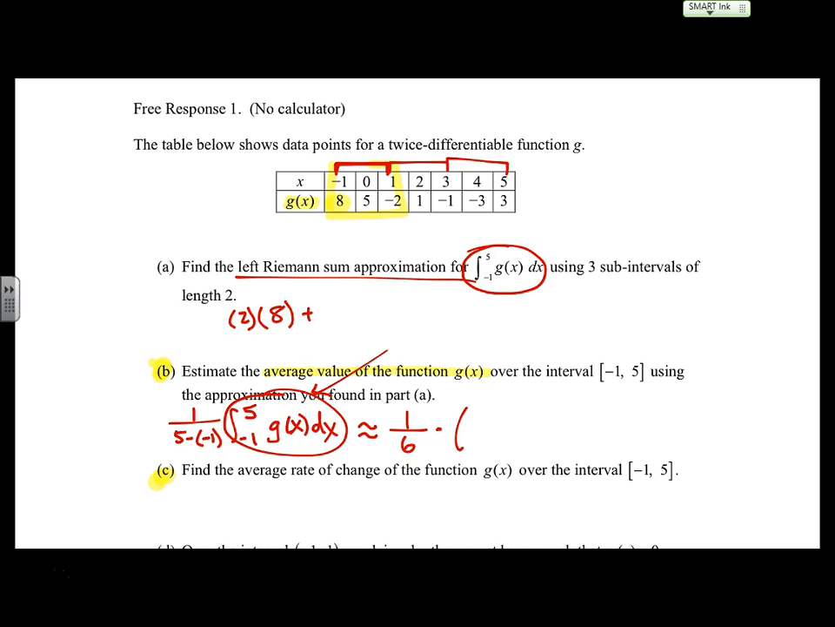Plus. What's the distance from 1 to 3? 2. So another 2. And which height am I using for this sub-interval? Negative 2, right? Because it's the one on the far left. So I'm going to be using negative 2. And last but not least, the last sub-interval is also going to be a base of 2, from 3 to 5. And for that sub-interval, what am I using? Negative 1, the one on the left.